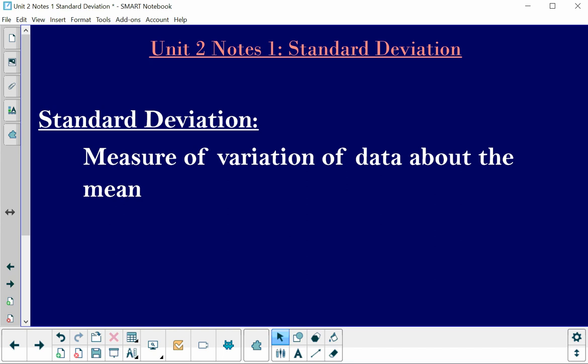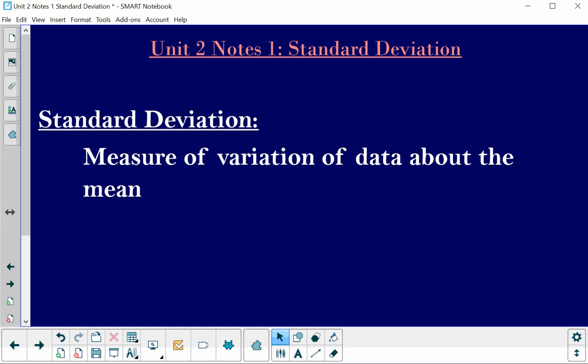Unit 2 Notes 1 is on standard deviation. Back in Unit 1, we spent a lot of time talking about measures of central tendency. Measures of central tendency included mean, median, mode, mid-range, and the different kinds of means that we found, the geometric mean and the harmonic mean and the quadratic mean. So all of those measures of central tendency are great for finding the center of a set of data.